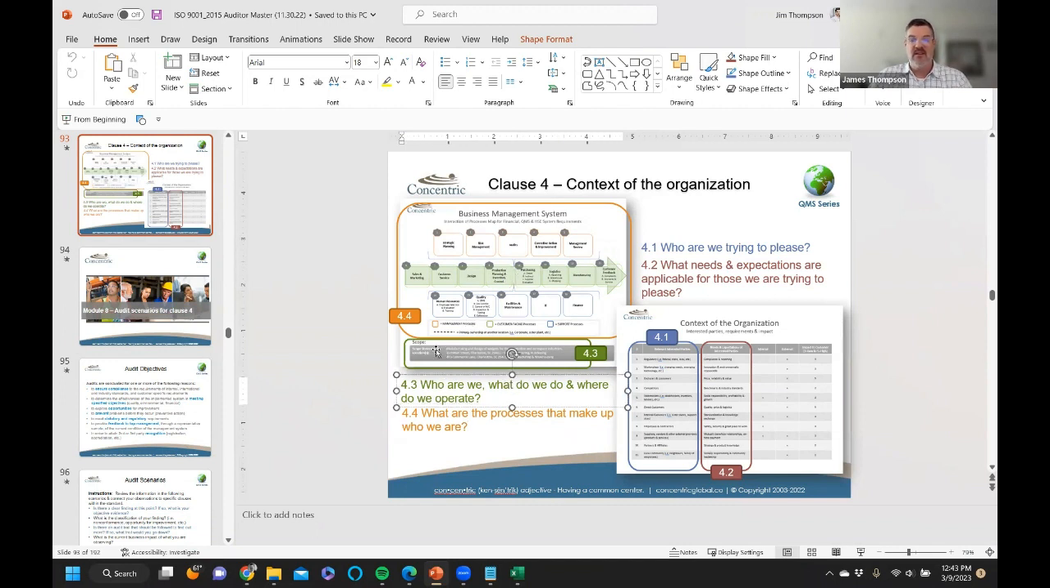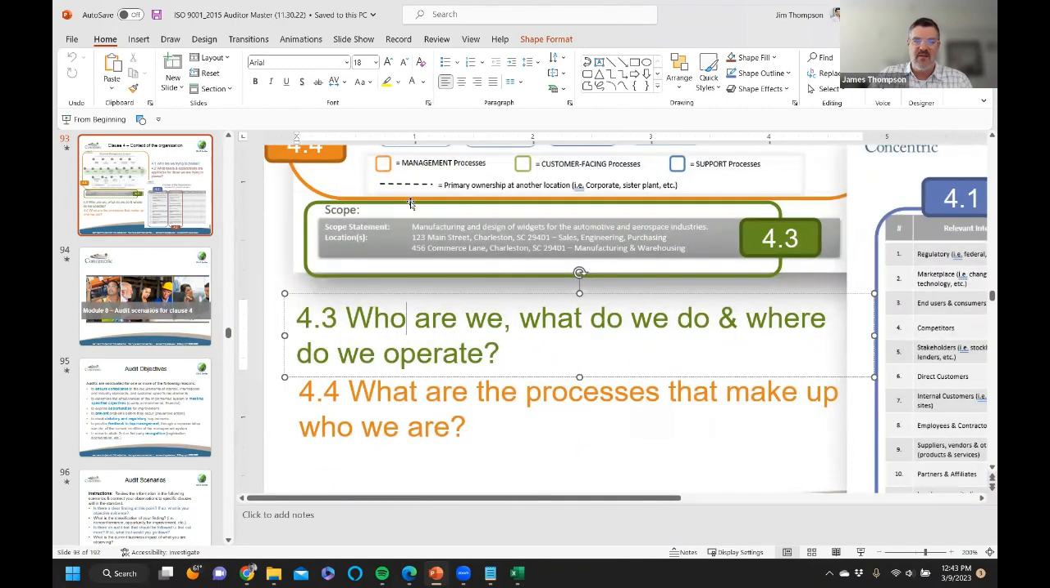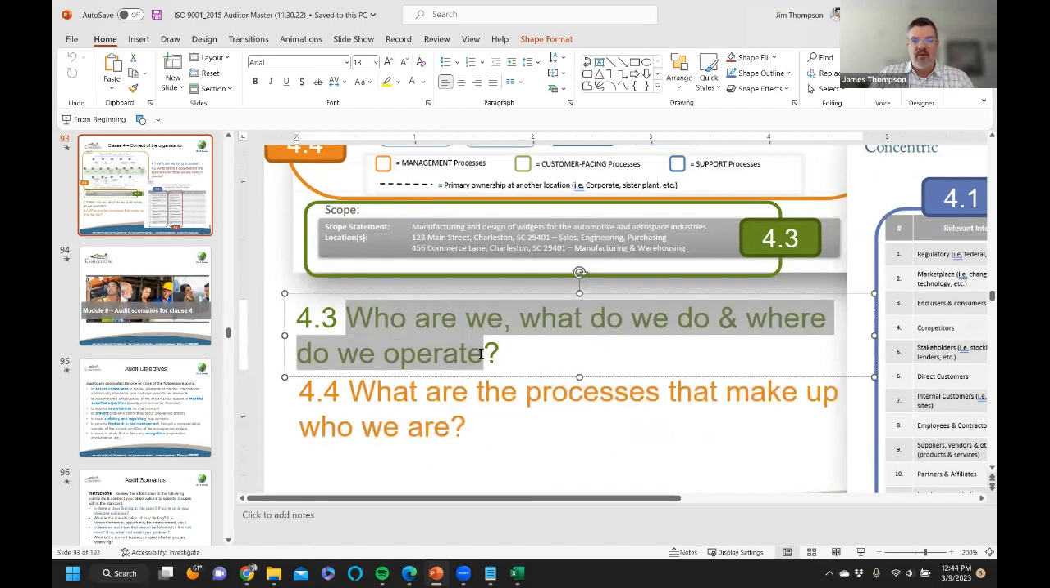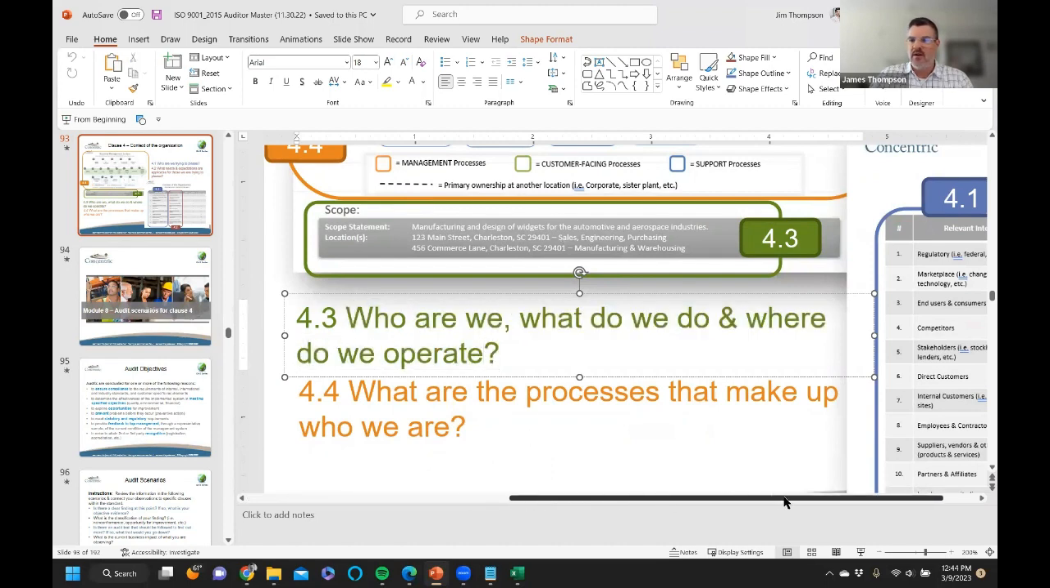4.3 is getting into the scope. So you might have a little scope statement down here that says something like, we manufacture and design widgets for automotive and aerospace. Here are 2 locations, and here are the processes at each location. So that's really going back to 4.4. What are the processes that make up who we are, and who are we, what do we do, and where do we operate? So that's really summarizing 4.4 and 4.3.